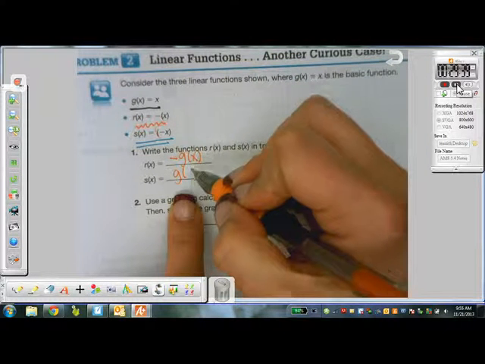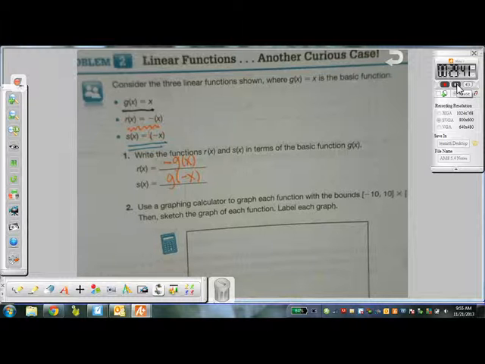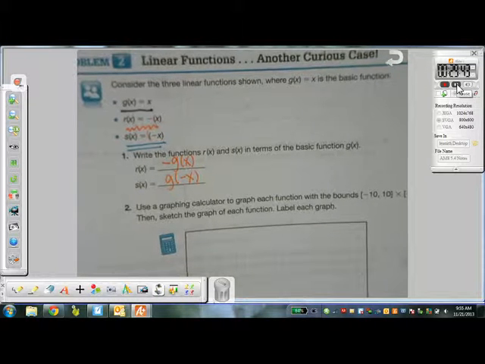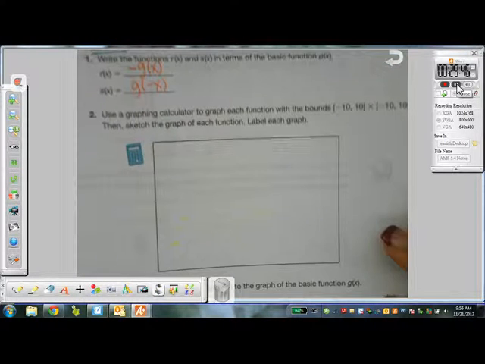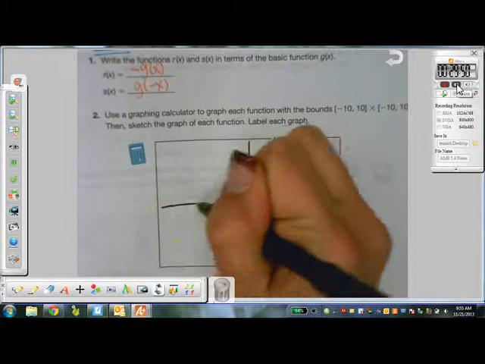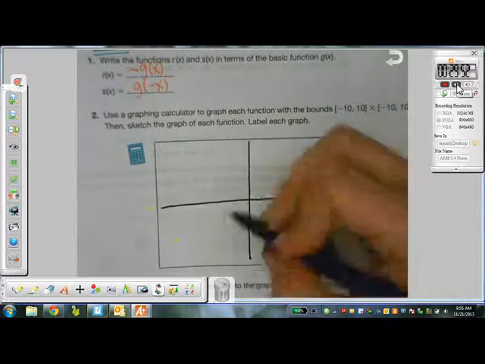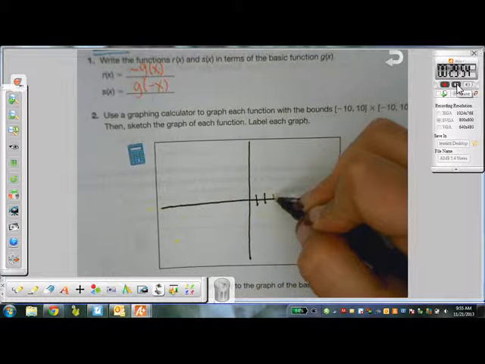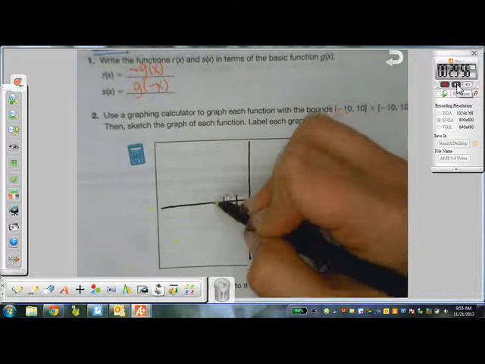But let's actually graph them. Okay, so draw your coordinate planes. Remember, this is just a sketch. Probably 5 would do it. 1, 2, 3, 4, 5.